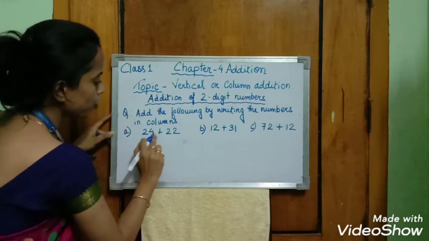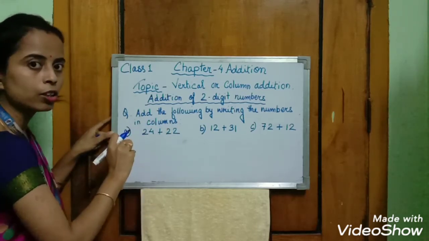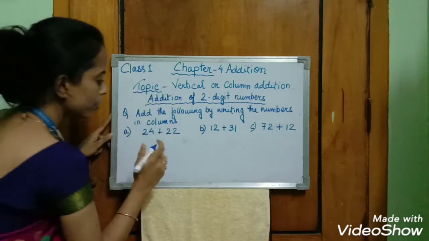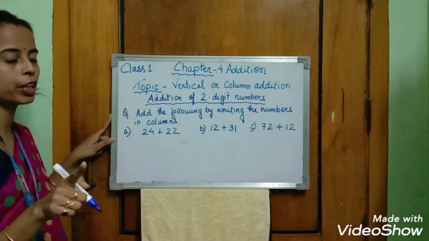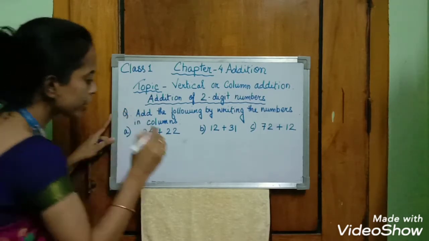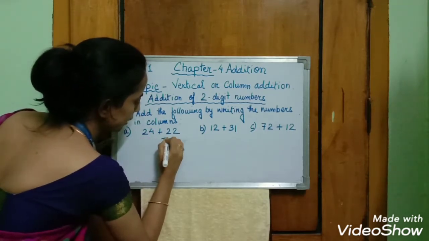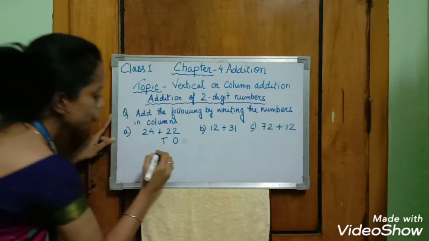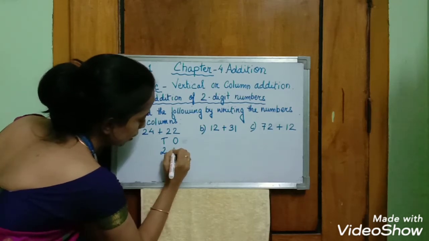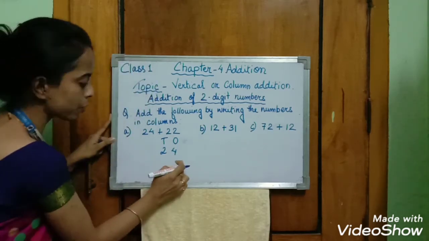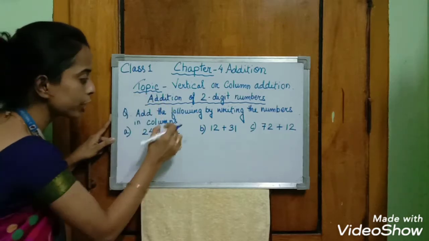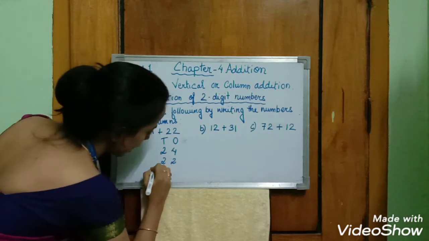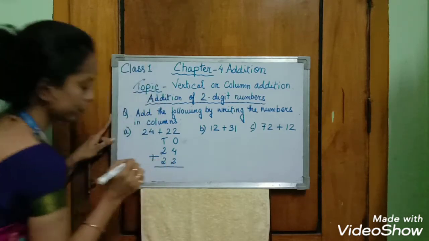Number A, 24 plus 2 2. These are written in horizontal order. So I will write them in a vertical or column way. 2-digit numbers have 2 places, tens and ones. So first we will write 24, 2 in the tens place, 4 in the ones place. Then below 24, I will write 22. I have written 22. Now put the plus symbol.